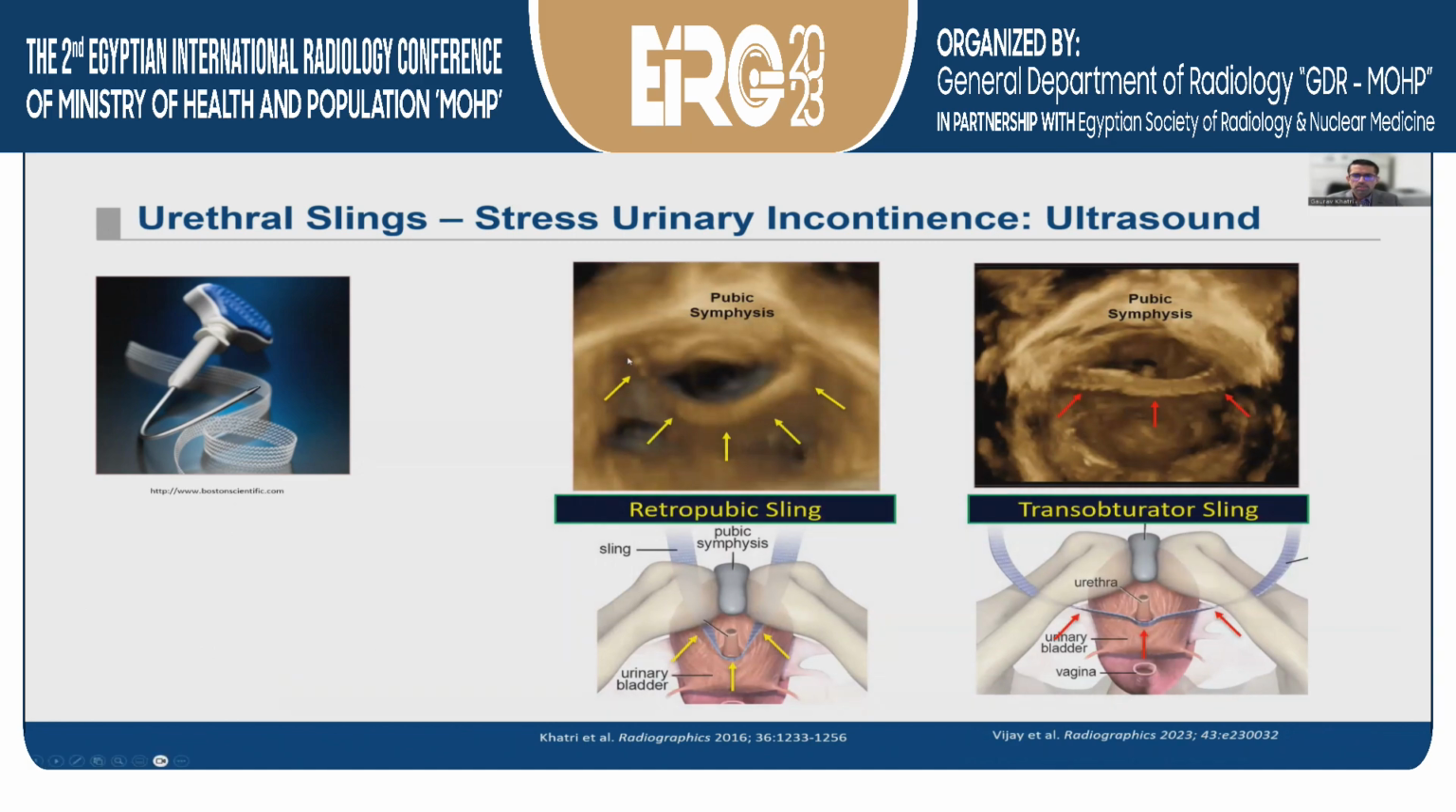We can do these volume renderings. In this particular case, you can see the arms going anteriorly because this is a retropubic sling. These arms in this different patient are going laterally because this is a trans-obturator sling.